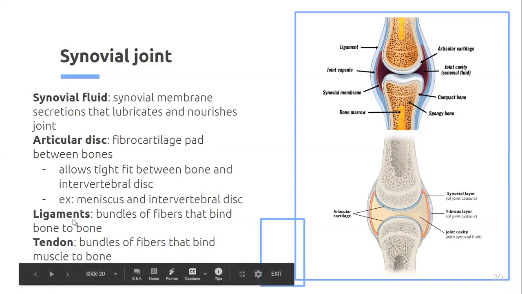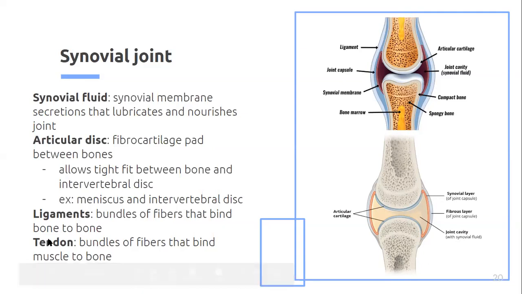Then we have ligaments, which are bundles of fibers that bind bone to bone, and tendons, which are also bundles of fibers that bind muscle to bone. So the main difference between ligaments and tendons is that ligaments are bone to bone and tendons are muscle to bone. We'll discuss this more in next week's lesson, which is the muscular system.